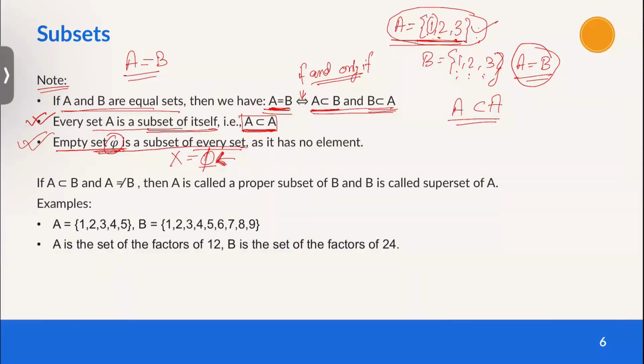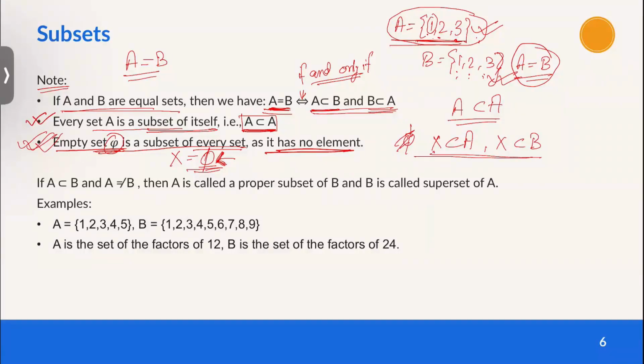So if we have a set like this A or a set like this B, an empty set will be a subset of this. So we can say this empty set phi or X here in this case is a subset of A. X is a subset of B. An empty set is a subset of every set. This is very important. An empty set is a subset of every set as it has no element. So we cannot compare it with any element in that set. And we thus say that an empty set is a subset of every other set.